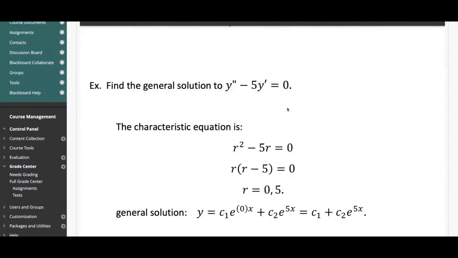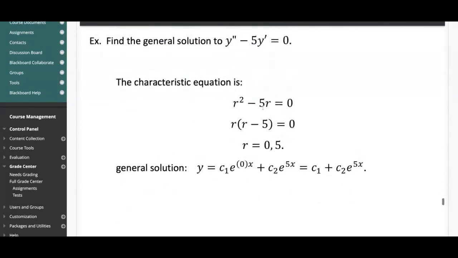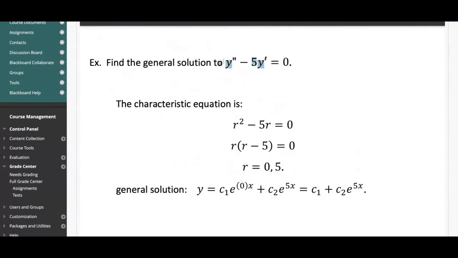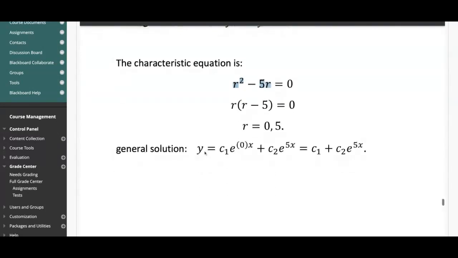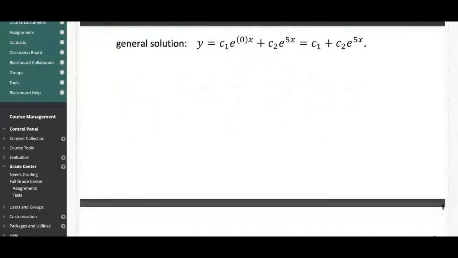So find a general solution for this. Again, the y is the same y. Okay, y prime is ry, y double prime is r squared y. So all we're left with is to work with this quadratic.